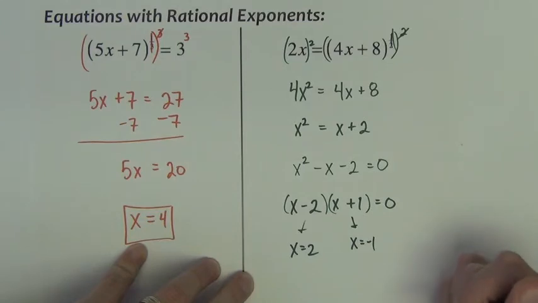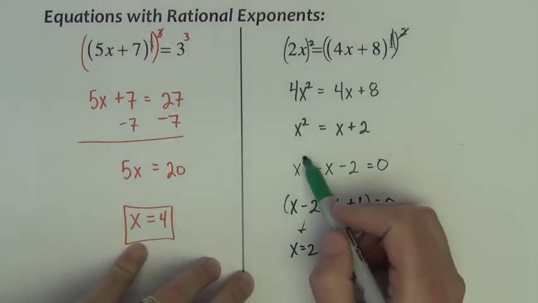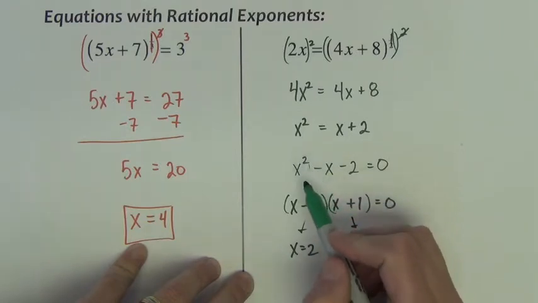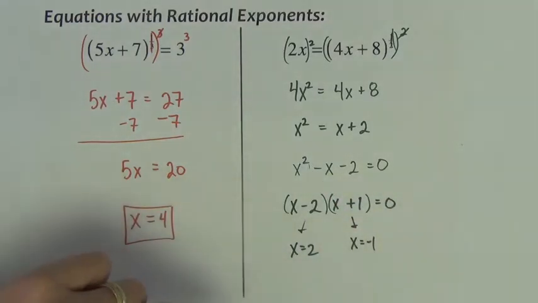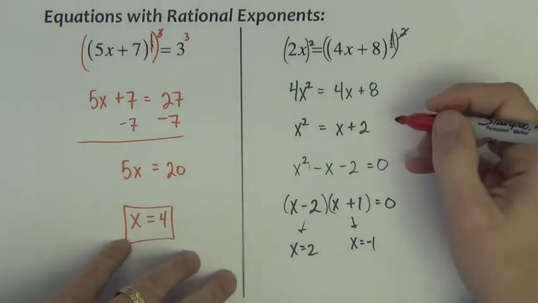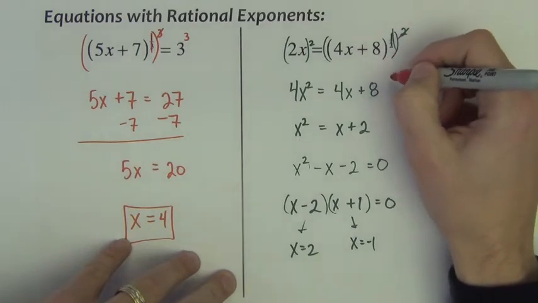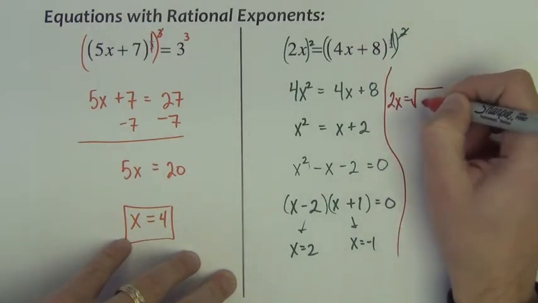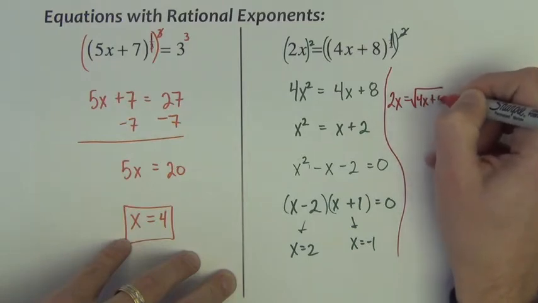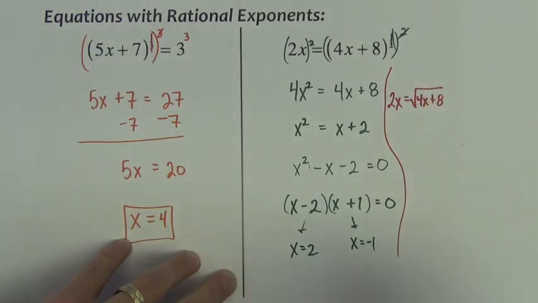negative 1. Okay, what did we say on the very last slide? Every time I make a quadratic equation, I'm going to check and make sure that these answers are good. Okay, the original equation was this. See if we can squeeze this in here. The original equation was 2x equals square root of 4x plus 8.